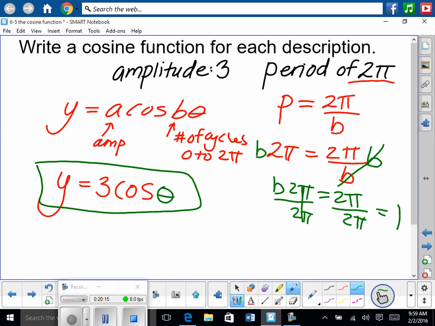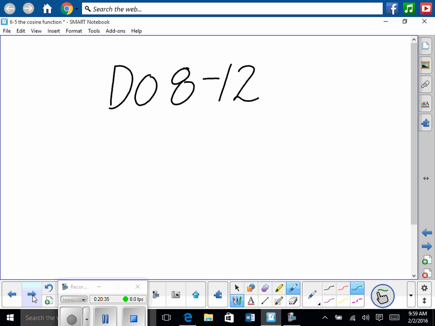So when it says 2 pi was the amplitude, would you do the same thing? 2 pi, right? If 2 pi was the amplitude, you just write 2 pi because that's physically a number. Good question. Because if we needed to graph that, we go up 2 pi, which is 6.3 units. We go up that high. Does that make sense? Because that is just a number technically. Okay. So do 8 through 12.